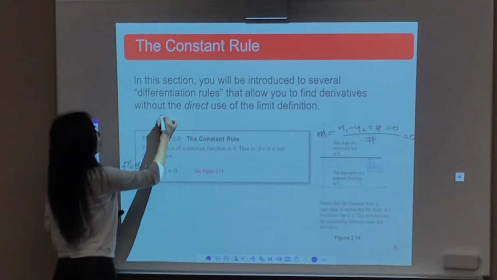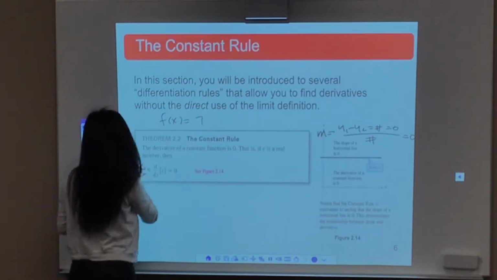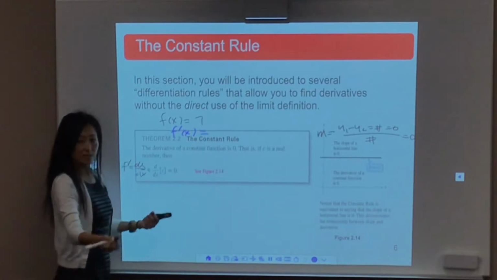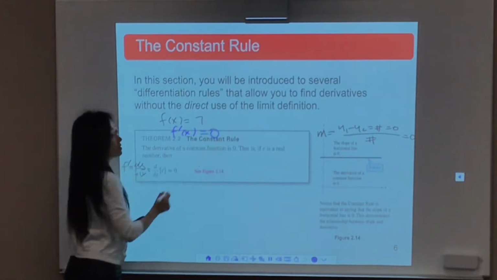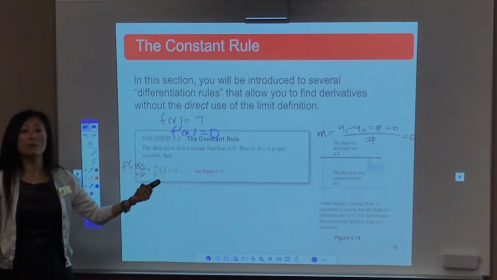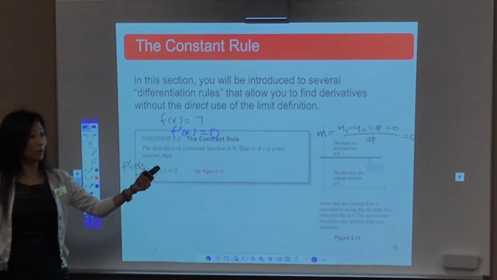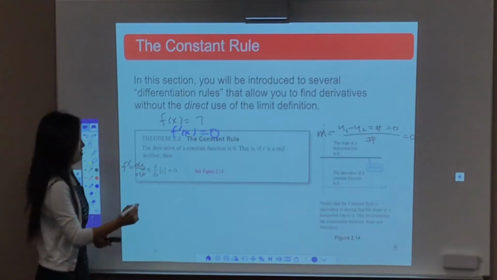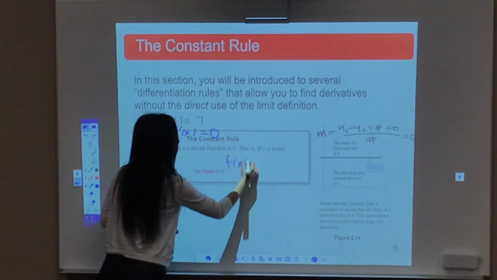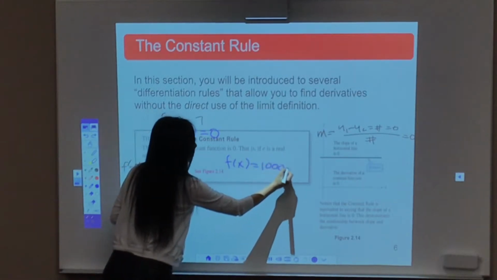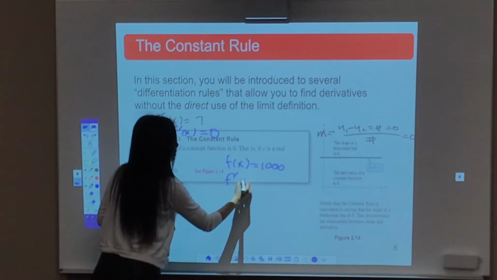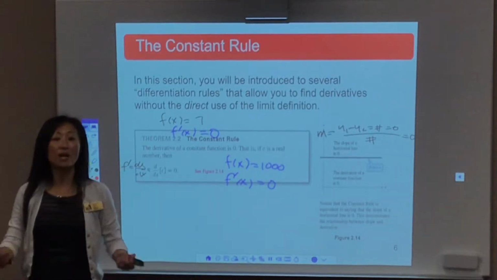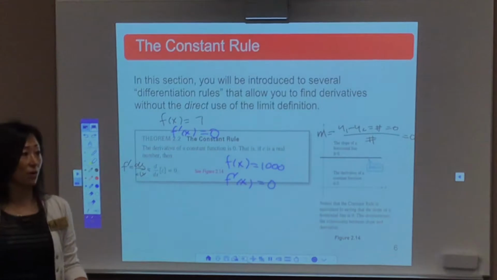So if I give you f of x equal to 7, what is my f prime of x? 0. Did you see that? That's the beauty. Constant rule. They're saying any constant number, you take a derivative, you get what? 0. Can I do this then? f of x equal to 1,000. What's my f prime of x? Again, it's 0. It doesn't matter what number. If it's a number, the derivative is what? 0. All right.